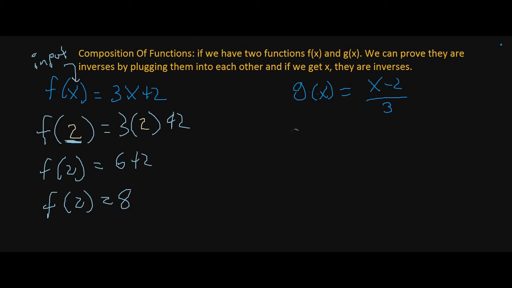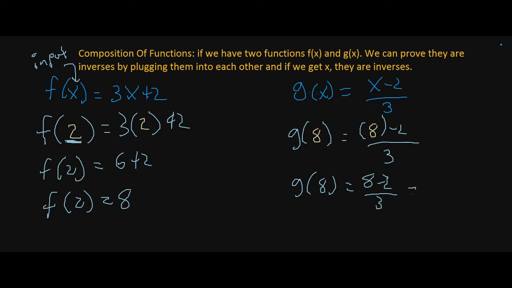What if I told you to find g of 8? Let's plug that into our function. Remember, anything inside our parentheses is our input. So here we have 8 minus 2, all divided by 3. So g of 8 is equal to 8 minus 2 divided by 3, which is 6 divided by 3, and that is 2. So g of 8 is equal to 2.